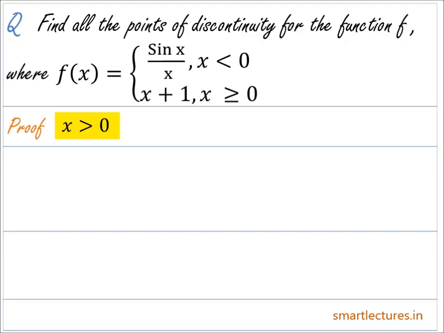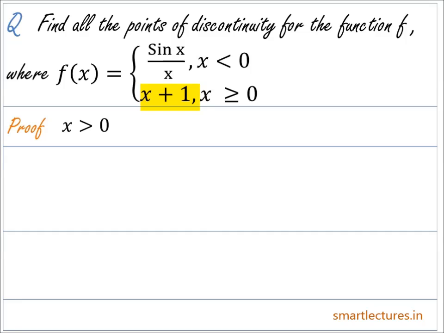And now let's check the continuity of the given function for the second case. In the second case, x is greater than 0. As per the definition of the given function, if x is greater than 0, then f of x is equal to x plus 1. And the given function f of x equal to x plus 1 will be continuous if and only if it is continuous for all the points in its domain.